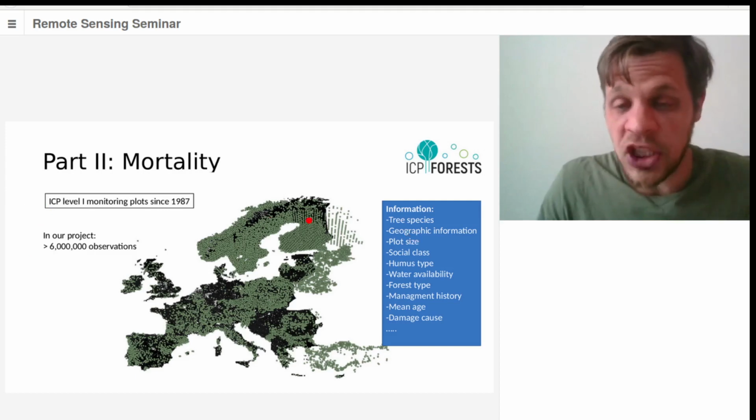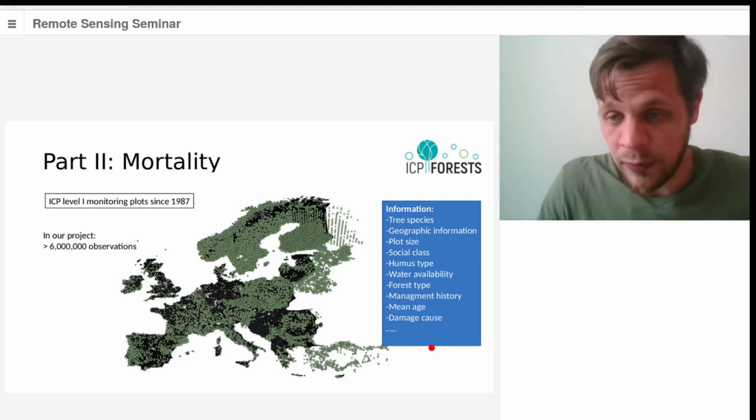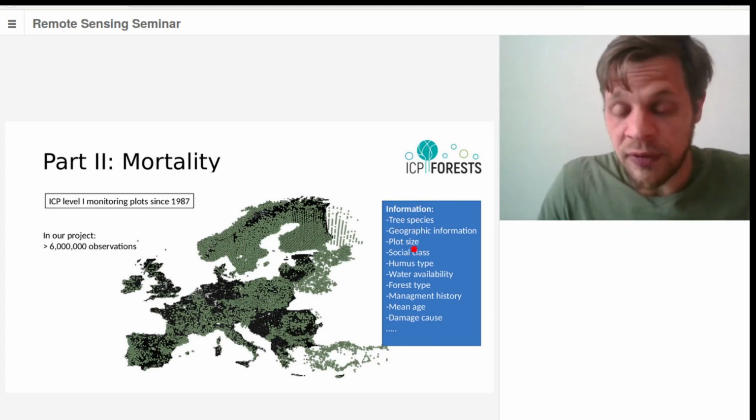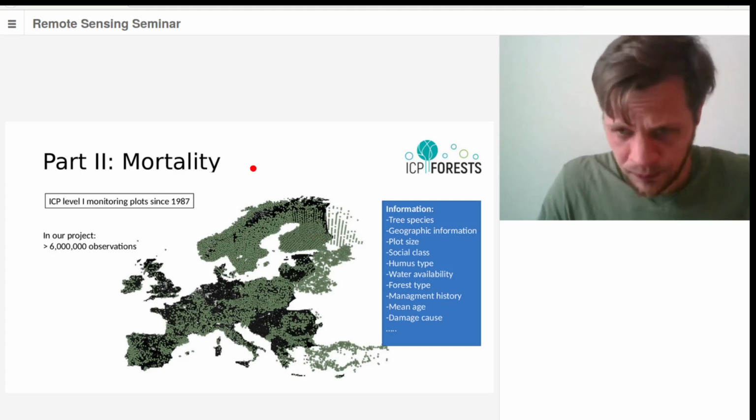And for each plot you get a lot of information. I just picked some of the information that you get. Of course, you get the tree species, the coordinates of the plot, the plot size, the social class of the tree, the humus type, water availability, the forest type, management history, the mean age, damage cause, and many, many more. So this is a lot of data, actually.